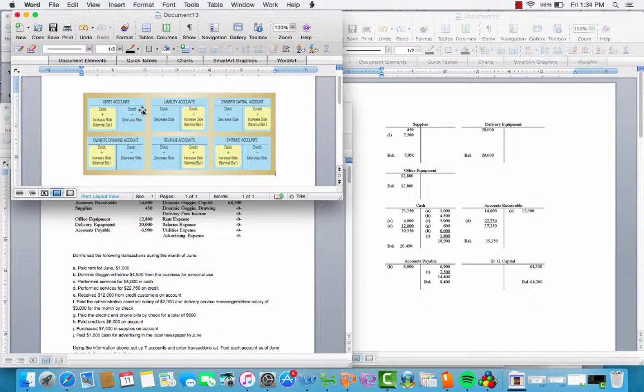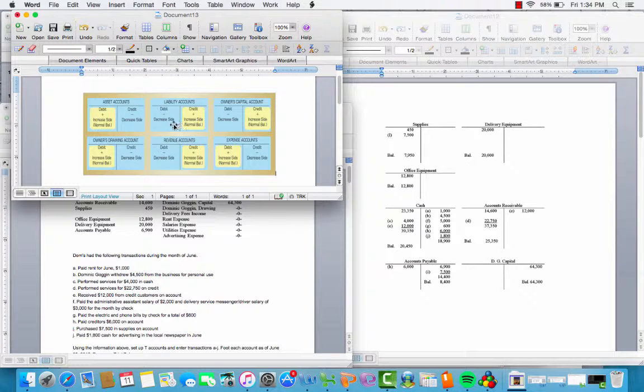Notice liability accounts are a little bit different. Remember, assets are things that we own and have control over, like cash or accounts receivable or supplies, equipment. Liabilities, that's debts that we owe. So accounts payable, that's an example of a liability. A bank loan that we have to pay back, that's another example of a liability.